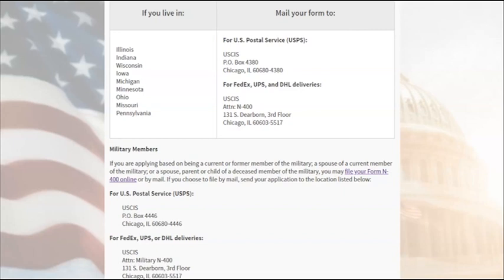If you live in one of those states on the left-hand side, you need to submit your N-400 application to the address given to you on the right-hand side. If you are a military member or family member, please read the directions below as to where you need to file your application in order to become a United States citizen.